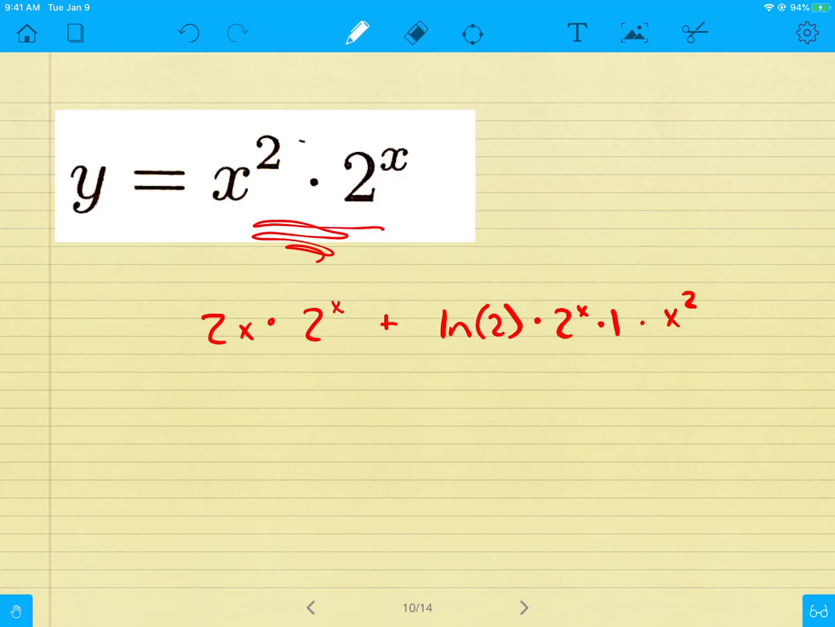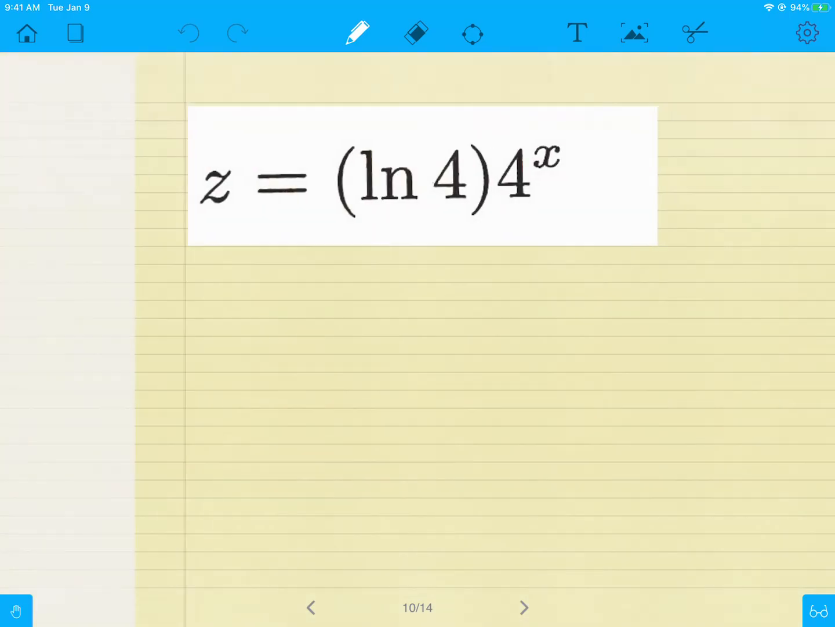And now notice none of these problems have any cosines or trig functions or sines or anything like that. This is just basic exponentials and power rules. Something that I thought we probably should review first. It's been a long time since we've seen exponentials like this.